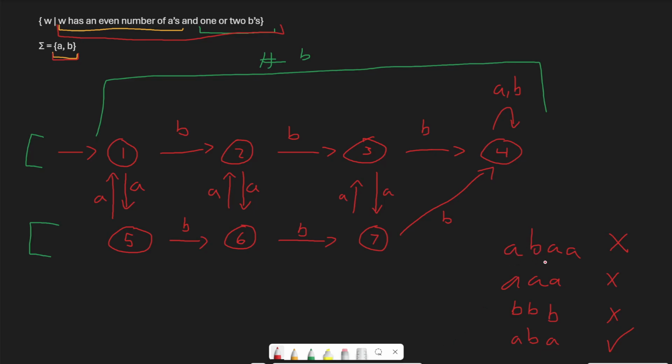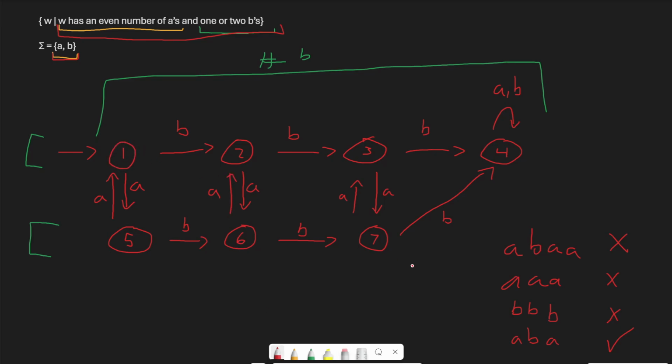So starting with ABAA, we start at our initial state, and then on A, we go to state 5, and then on B, we go to state 6, and then on A, we go to state 2, and then on A, we go back to state 6. And this is not an accepting state, so this should be good. I forgot to put my accept states before I started testing. Let me put those in real quick.